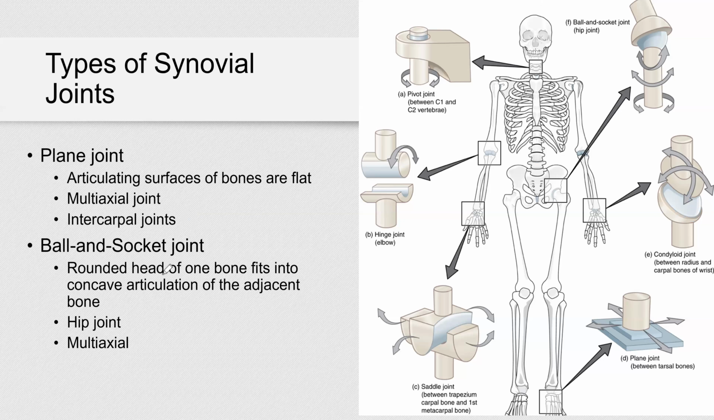In this one, the rounded head of one bone fits into the concave articulation of the adjacent bone, multi-axial. An example will be the hip joint. This is the only joint, with the exception of the plain joint, which we can just ignore, that gives you the biggest range of movement. And that would be your hip joint and your shoulder joint.